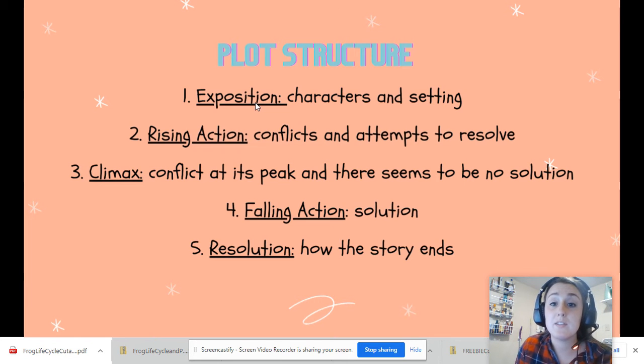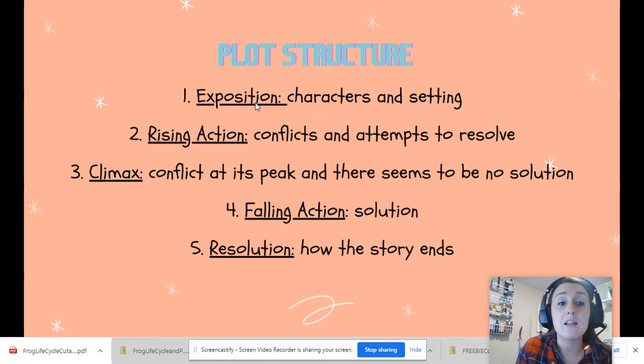One is the exposition. This has to do with the characters and the setting. I know exposition sounds like a big word, but in a fancy way, it's just saying the beginning of the story. It's introducing to you the character and the setting. Then we have what's called the rising action. This is where the conflict or the problem begins to occur. It's going up a little bit in its order, and things are starting to be noticed and becoming a problem.